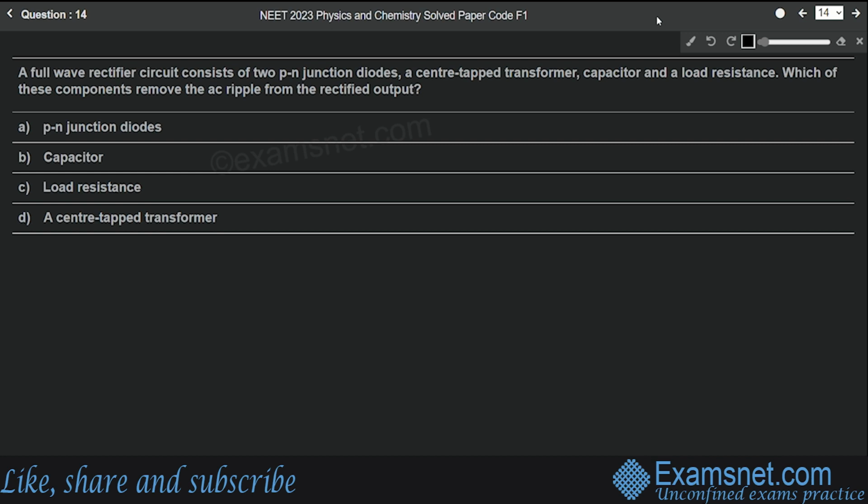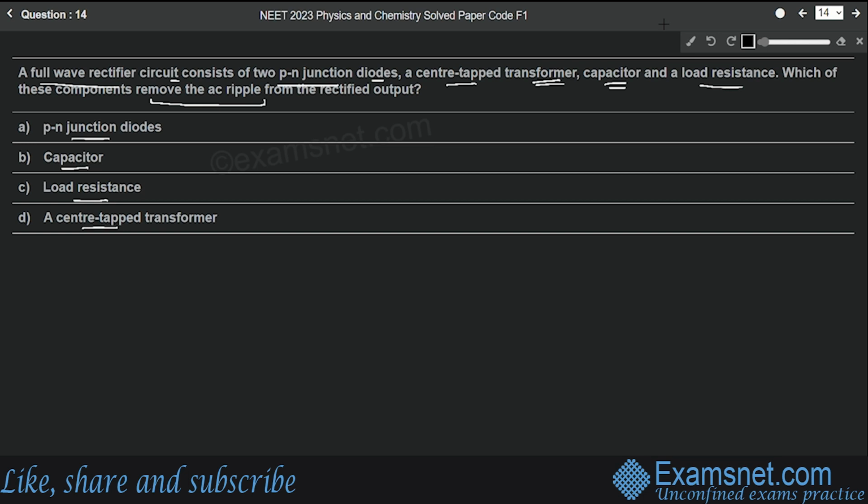Question number 14 is from the chapter Semiconductor Electronics, and the question is a full wave rectifier circuit consists of two PN junction diodes, a center tapped transformer, capacitor and a load resistance. Which of these components remove the AC ripple from the rectified output? Option A, PN junction diodes, option B, capacitor, option C, load resistance, and option D, a center tapped transformer.